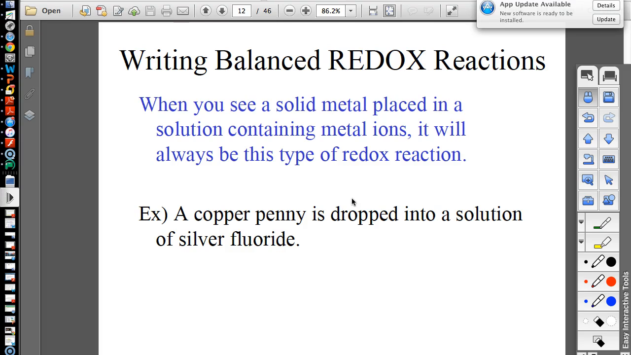Alright, so let's think about the chemistry of this. We had silver ions and we had solid copper. So now what do we have? Solid silver and copper ions.